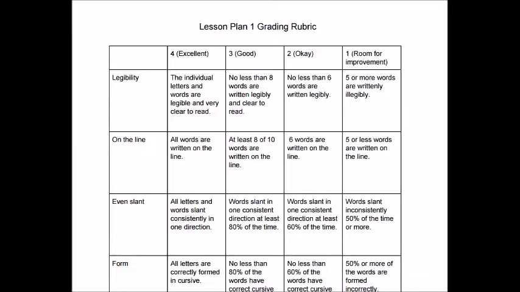For even slant criteria, if it's an excellent, all the letters and words slant consistently in one direction. If it's in the category where it needs room for improvement and you only receive 1 point for it, the words slant inconsistently at least 50% of the time or more.